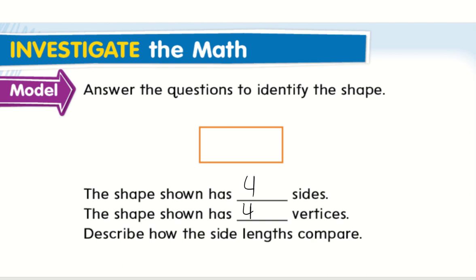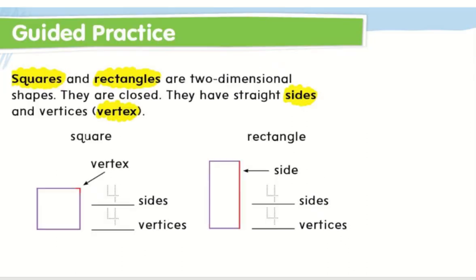So how do I really know what a square is compared to a rectangle? Squares and rectangles are two-dimensional shapes. That means they're flat. They are closed, and they have straight sides and vertices. Now, what we mean by closed, boys and girls, is when a shape is closed in, that means it has all sides closing in an area.